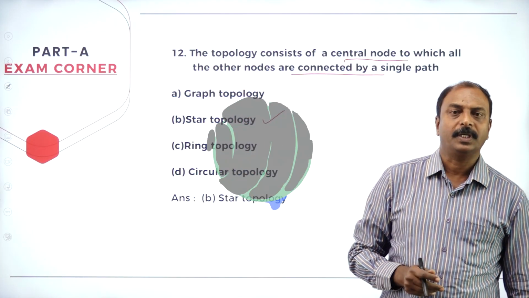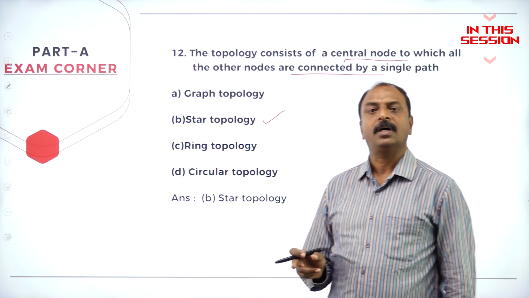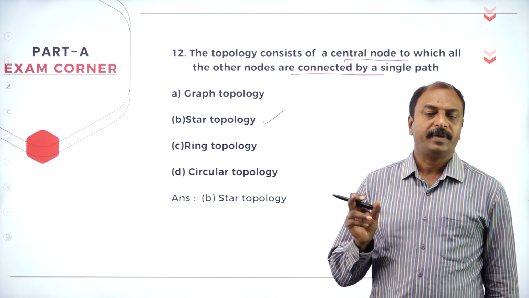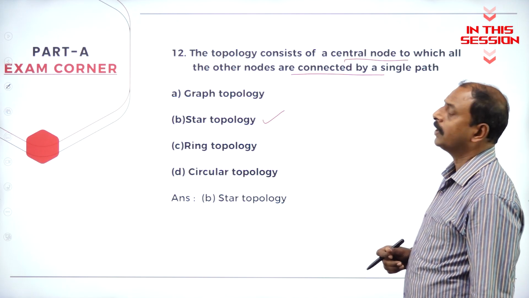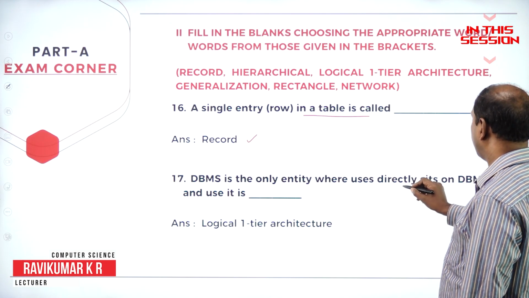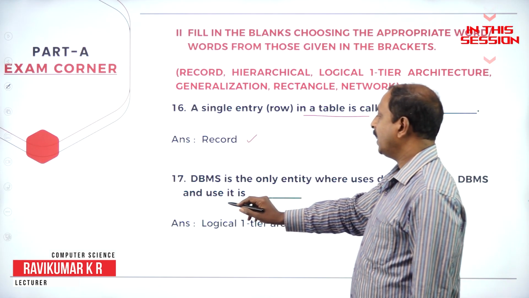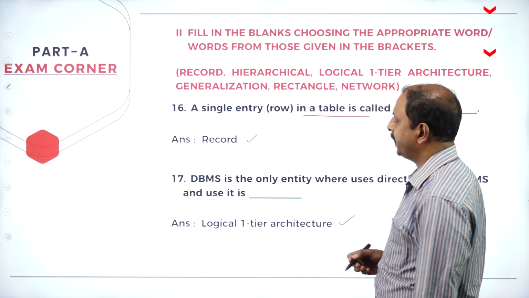You know what is star topology? That is a topology where all the other computers are connected to a central device called hub, and that is the definition of star topology. DBMS is the only entity where users directly sit on the DBMS and use it. So it is called a logical one-tier architecture.